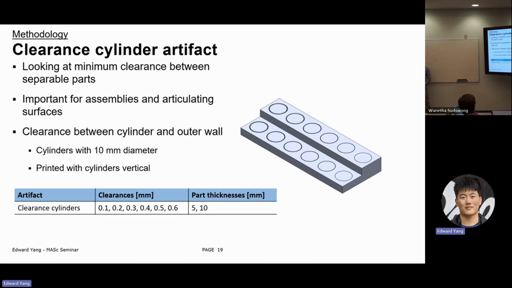Moving past just the minimum feature sizes, I also took a look at the clearances between parts. So this is looking at if we want to print an assembly in a single run, and be able to separate those individual parts afterwards, what is the minimum clearance that's required? So this is important for assemblies and for articulating surfaces. To examine this, I designed a part that had cylinders with 10mm diameters that were placed within an outer wall, and I varied the different clearances between the cylinder and that wall.